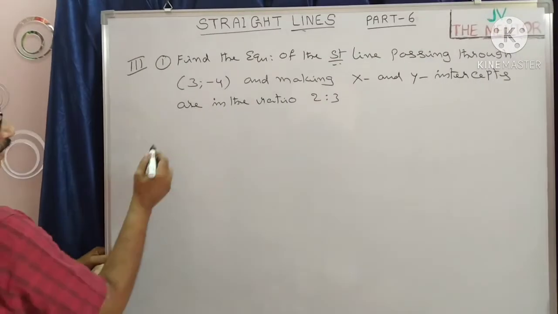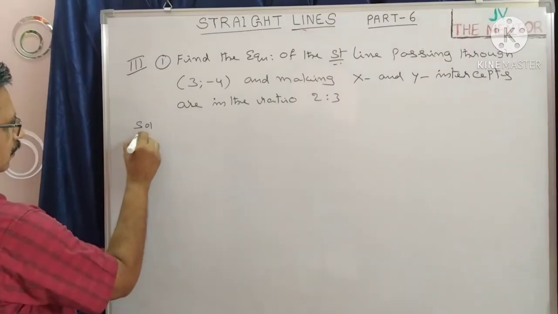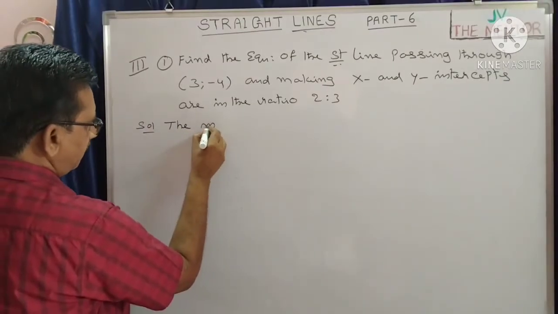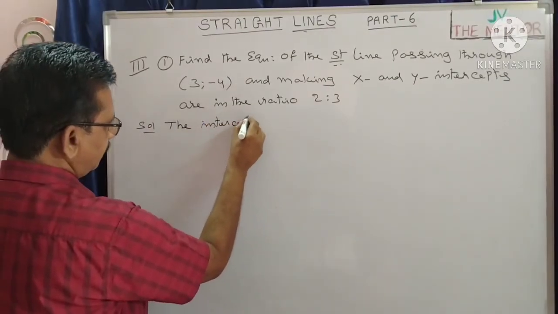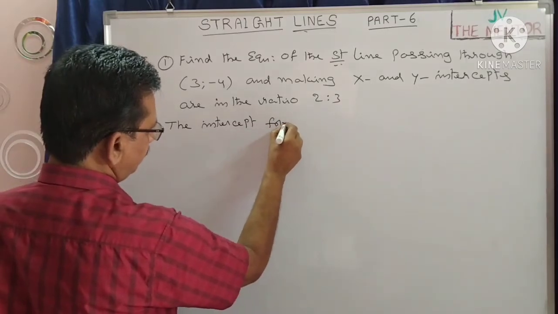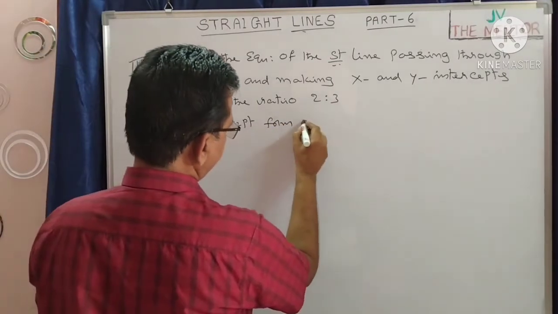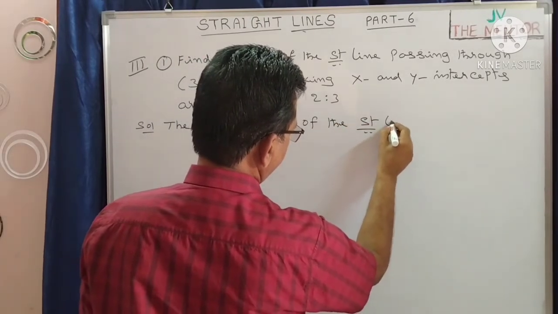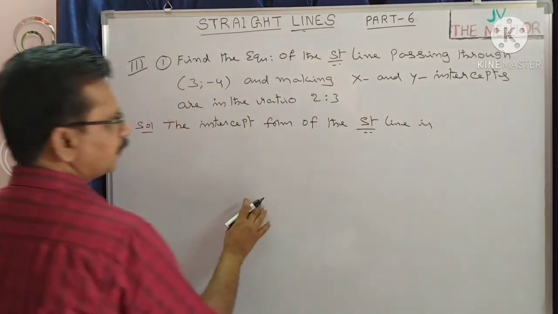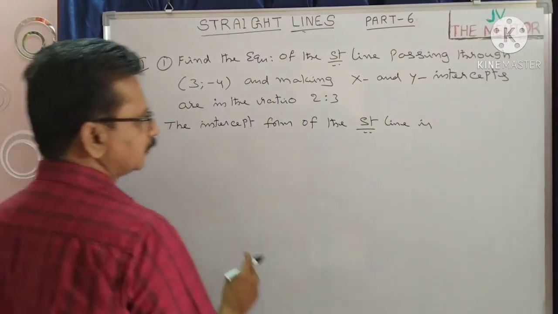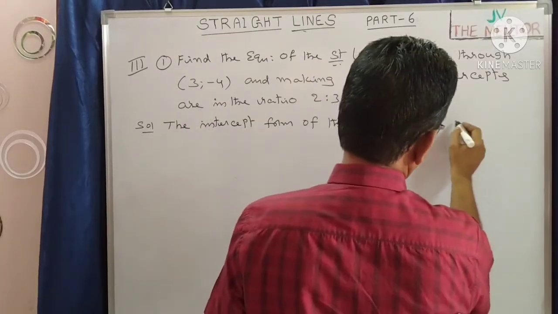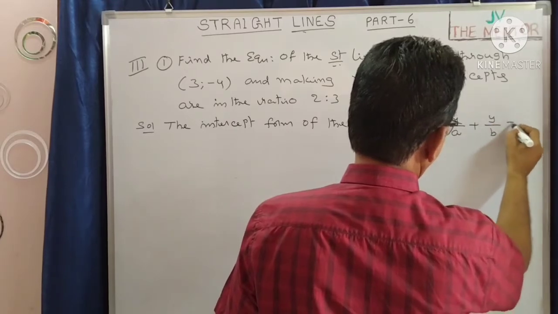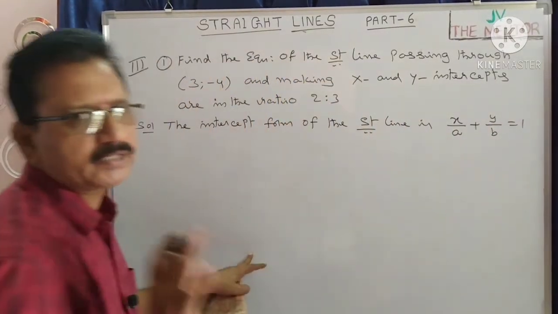What is the intercept form of the straight line? Now, the intercept form of the straight line is x by a plus y by b equal to 1. This is the intercept form of the straight line.